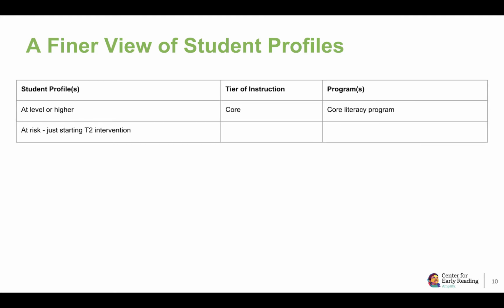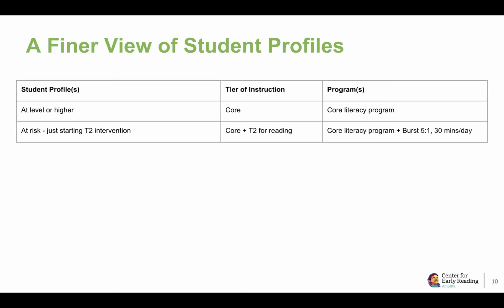How about for students who are at risk and just started receiving Tier 2 intervention? We need to give these students a few weeks of Tier 2 intervention and see how they respond. Tier 2 intervention should be a program in addition to the core literacy program, such as Burst, which is taught in small groups of 5 students for 30 minutes daily.